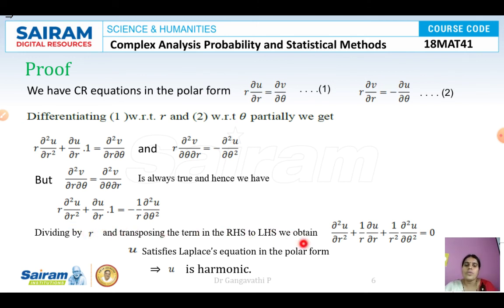When we do so, here r and r get cancelled, and here we get 1 by r, and here we get minus 1 by r. Transferring that to this side, we get dou square u by dou r square plus 1 by r into dou u by dou r plus 1 by r square into dou square u by dou theta square is equal to 0. If you can recall the harmonic function equation in phi, and phi is replaced by u here, it means u satisfies that equation. Therefore, we call u a harmonic function.